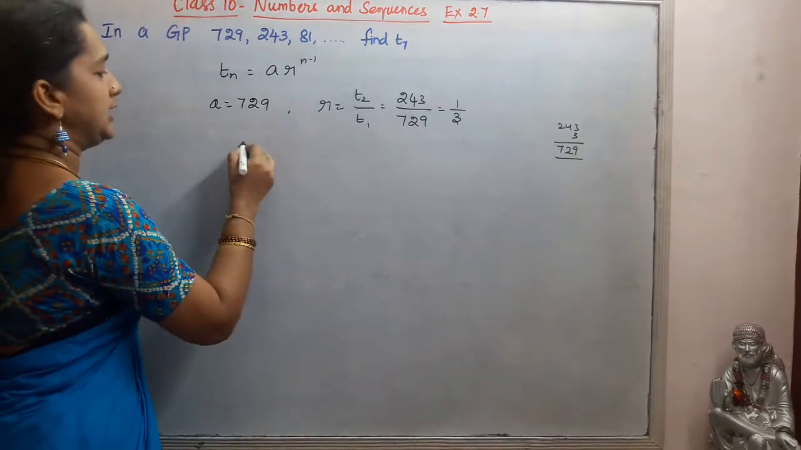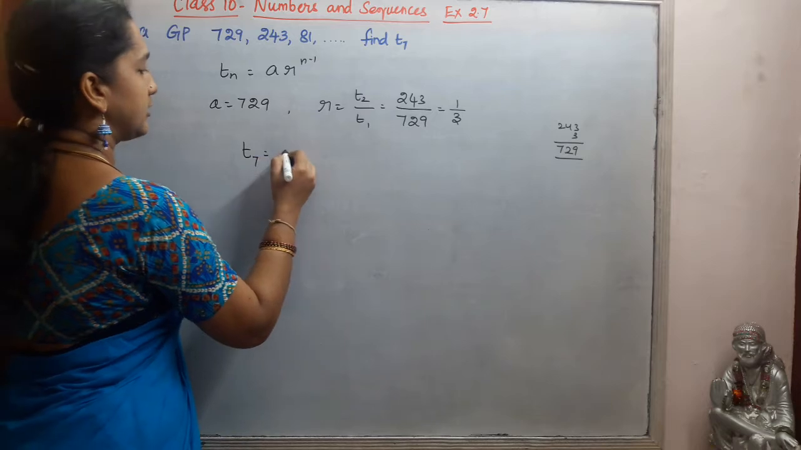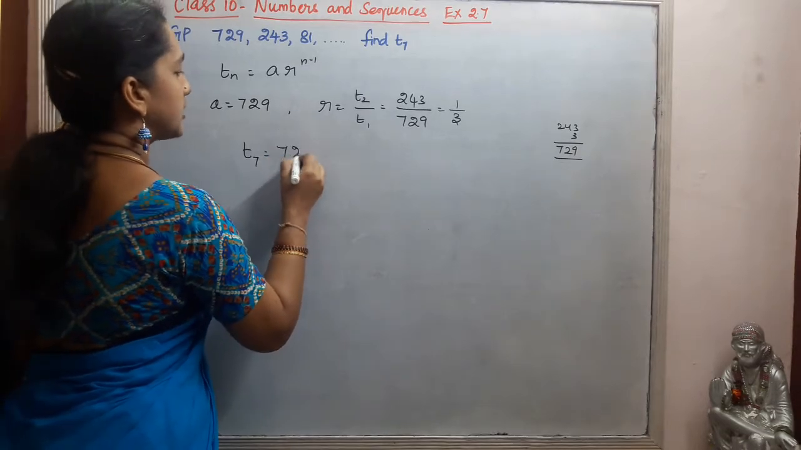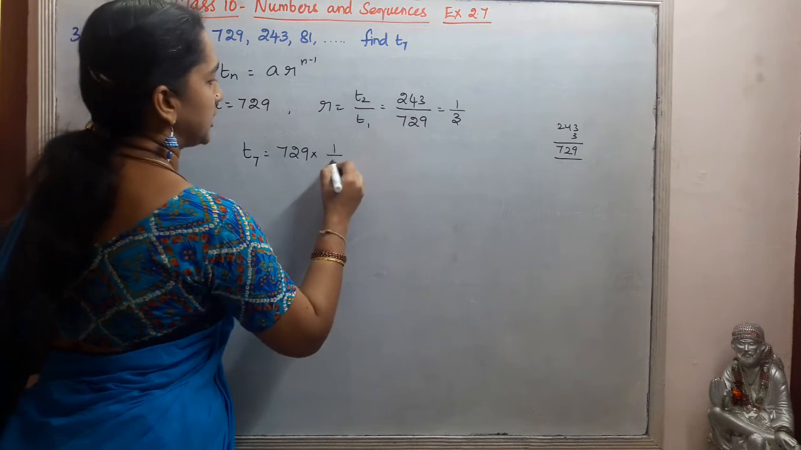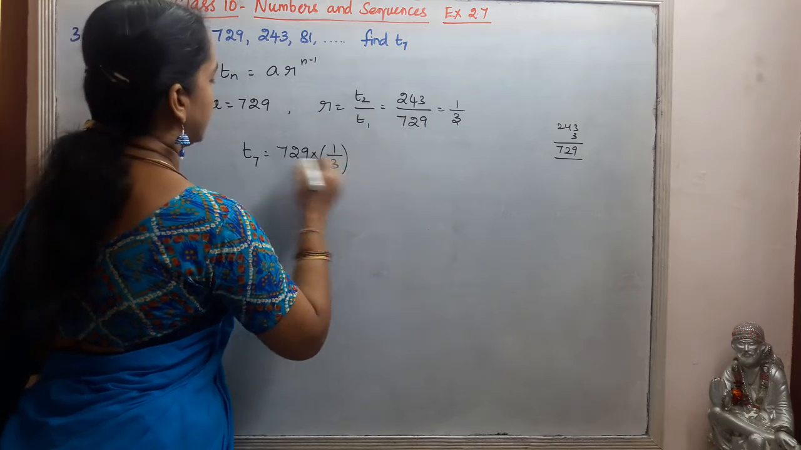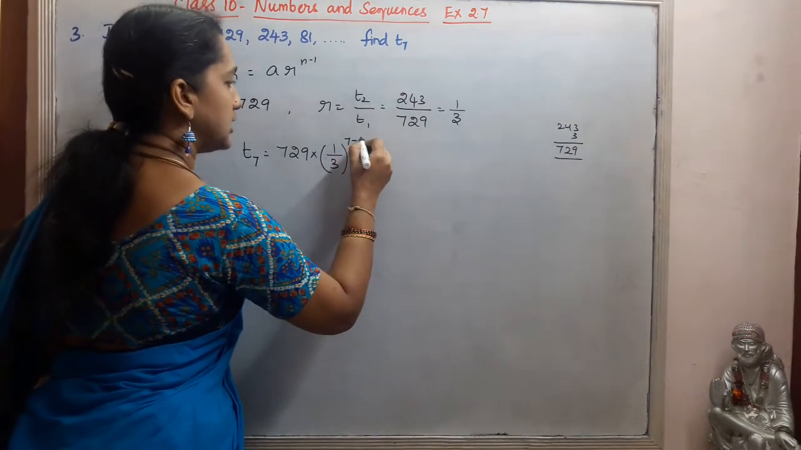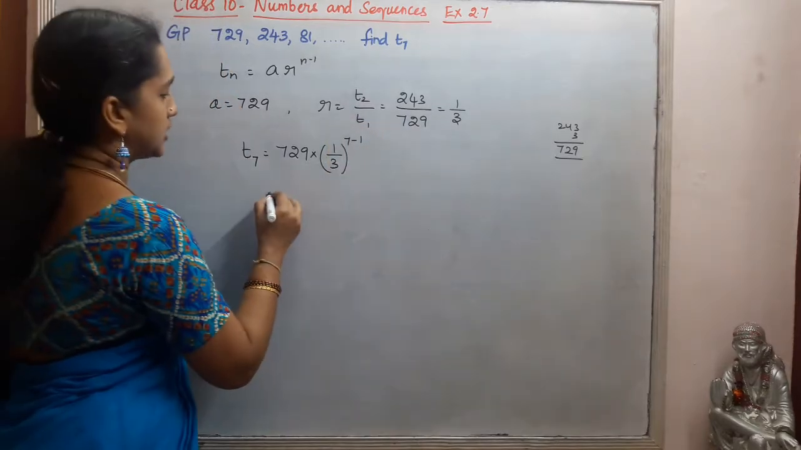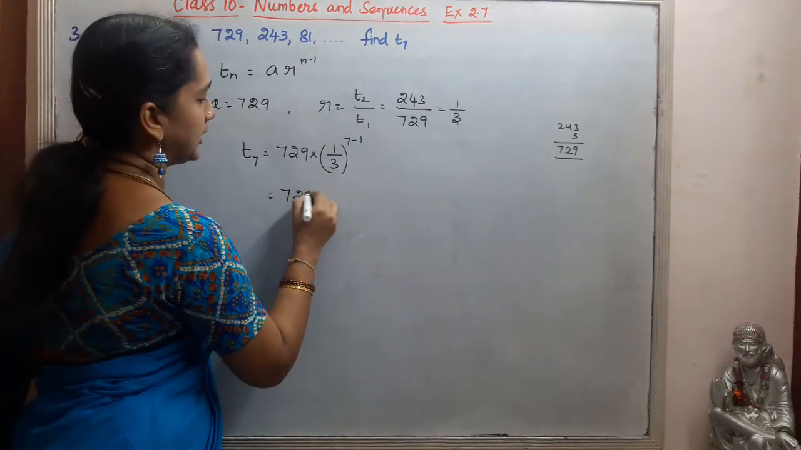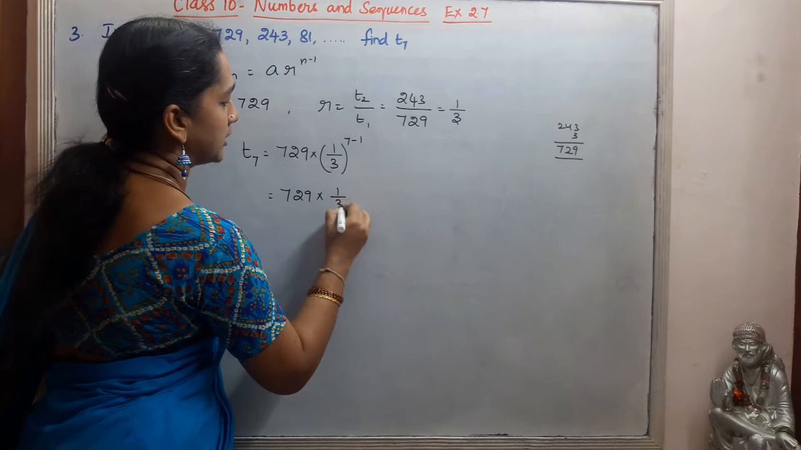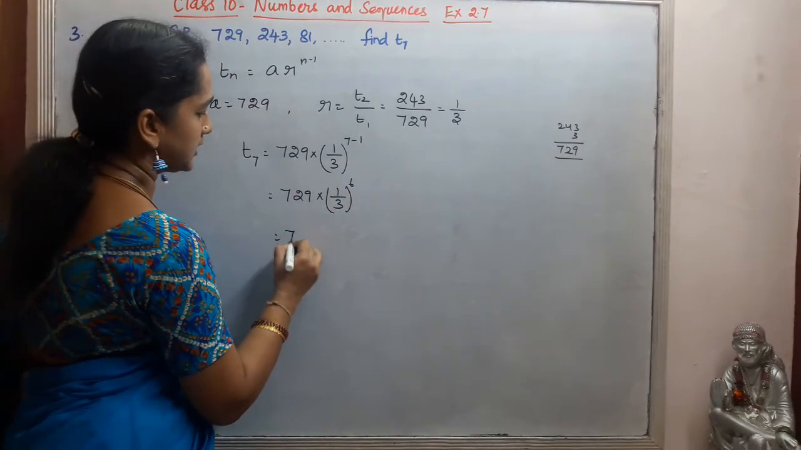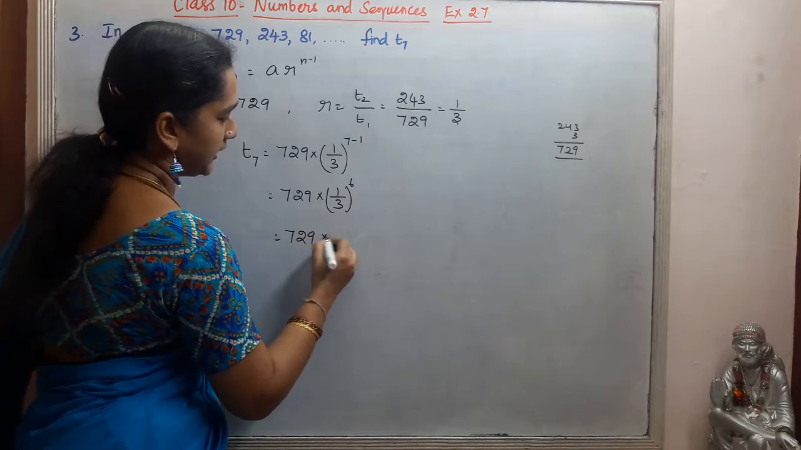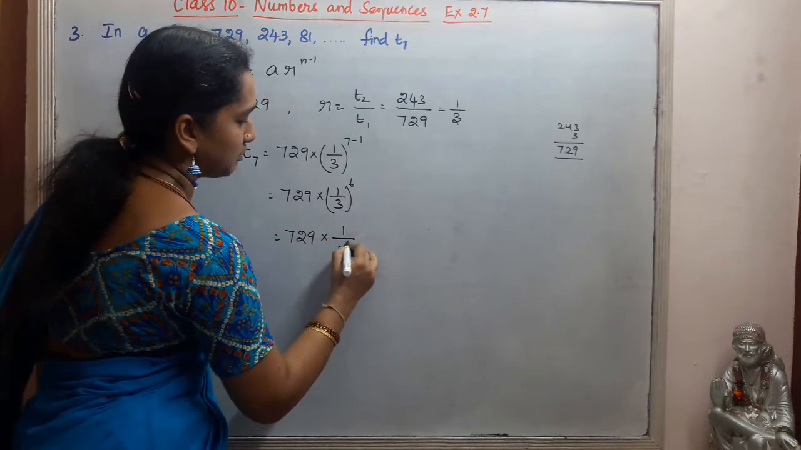So now we will find T7. So T7 is equal to A is 729 into ratio is given as 1 by 3 whole power n minus 1, that is 7 minus 1. So this is equal to 729 into 1 by 3 whole power 6.